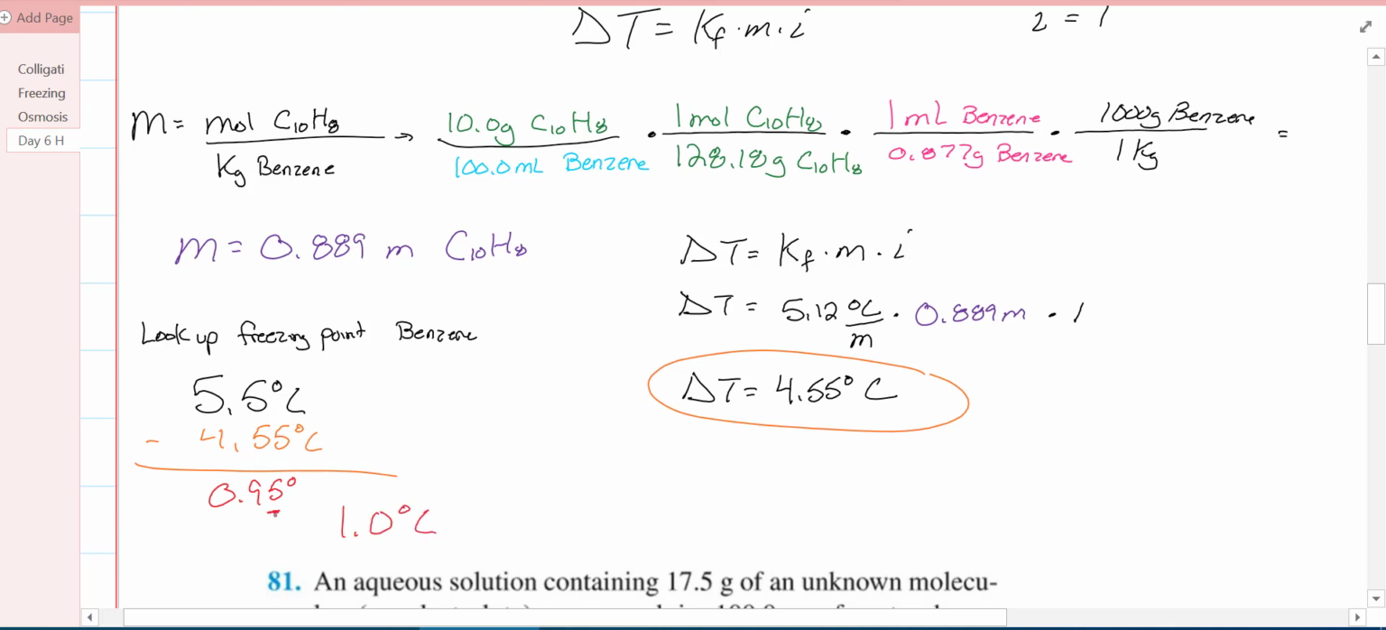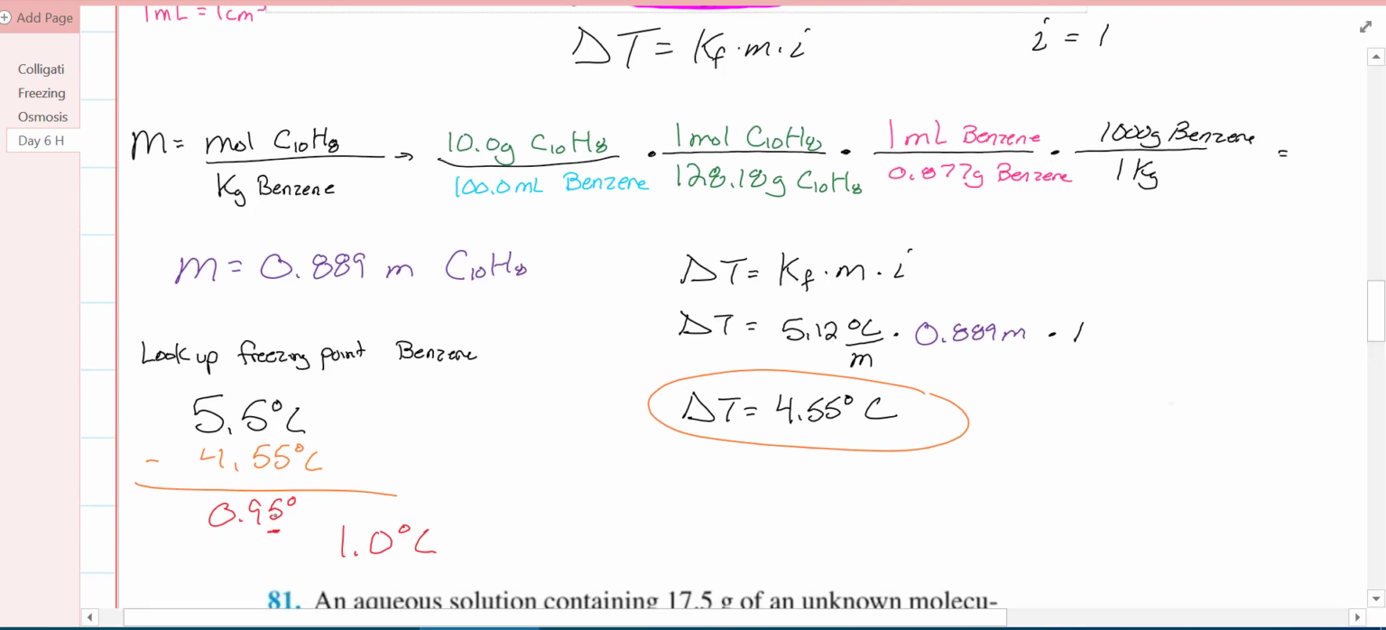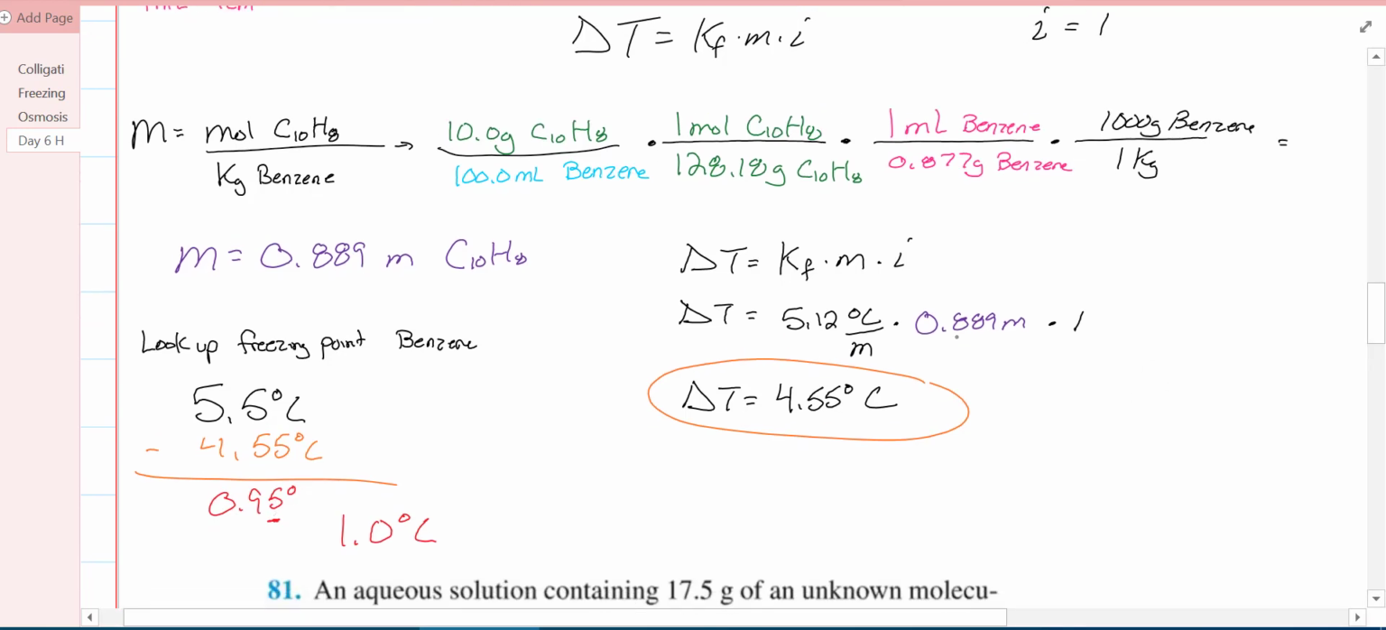All right, so that would be how we do a delta T equals KFmi formula, right, with the freezing point depression. The boiling point, then, you just do this. It's the same molality, a different constant, and the boiling point goes up.